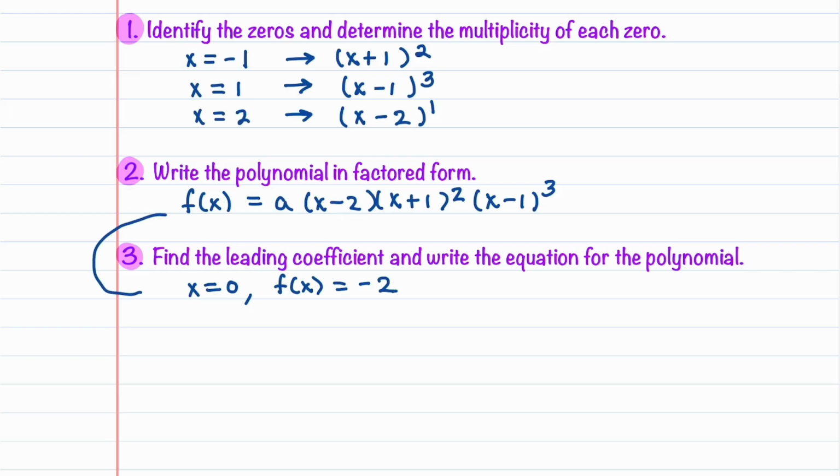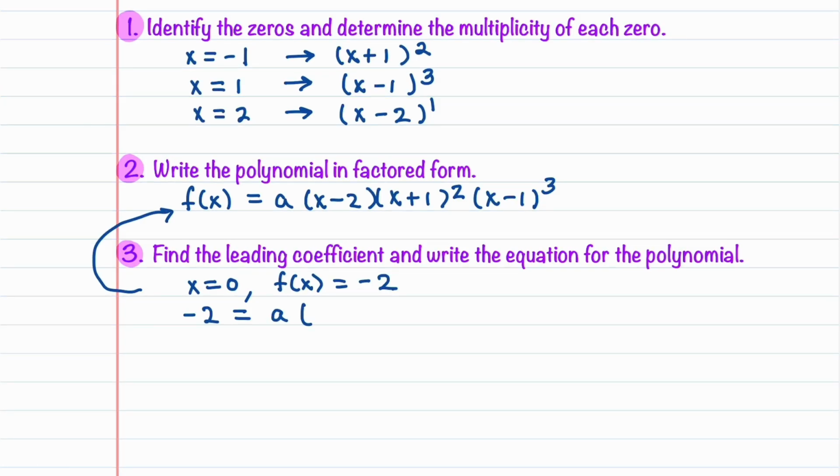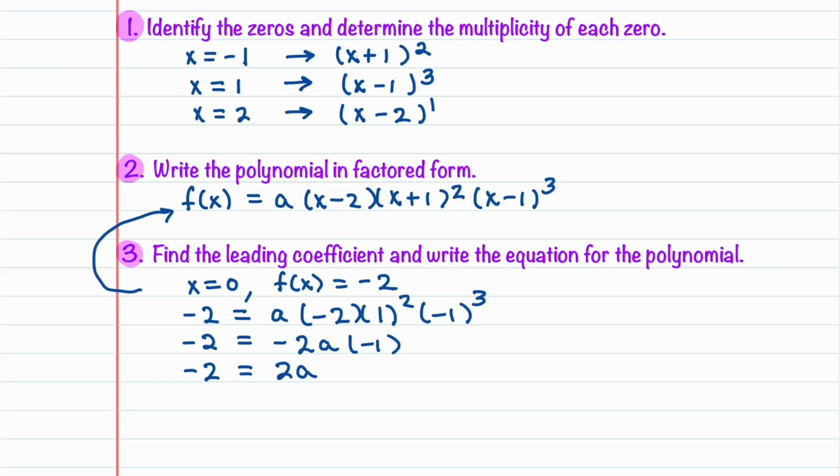We're going to plug that in to our function. So we have a -2 on the left, and then we're going to let x be equal to 0. So we have an a, we just have a -2, we have a 1 squared, and a -1 cubed. On the left, we have -2. So this is -2a times another -1. So we have -2 is equal to 2a, and that tells us that a is equal to -1.